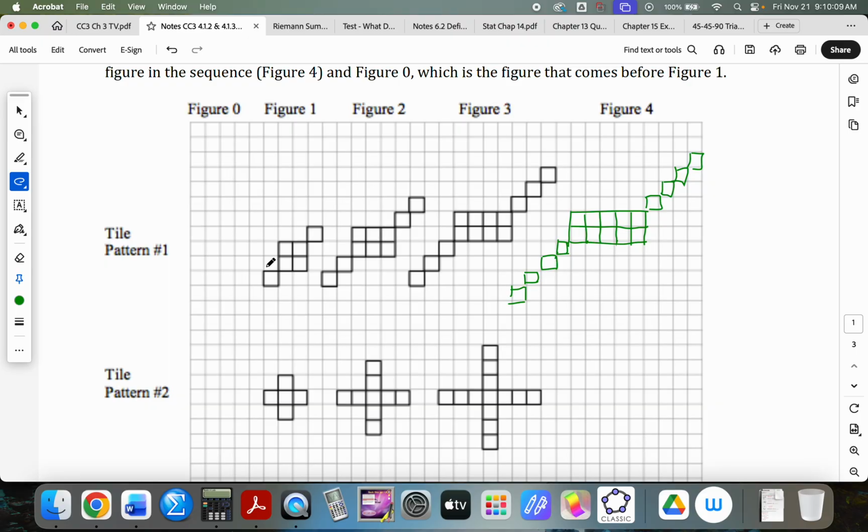And then if I'm going backwards down to figure 0, I'll have 1 less on the diagonal and 1 less row. So what's all I'm going to have on this one? 2. Yeah, I'm just going to have that 2. Everything else is gone.